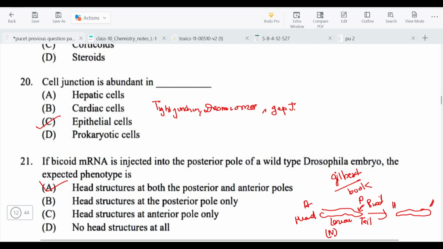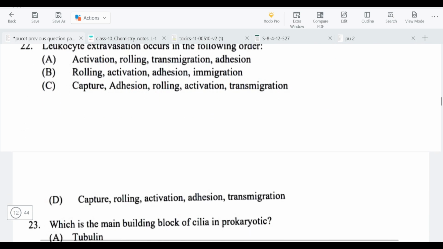Okay. Next question, leukocyte extravasation occurs in the following order. The answer is capture, rolling, activation, adhesion, and transmigration. Okay, so this is the correct order for leukocyte extravasation.